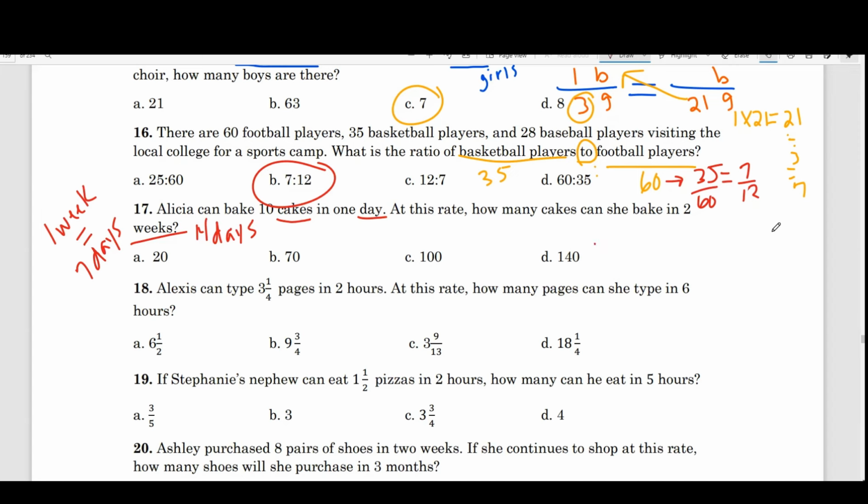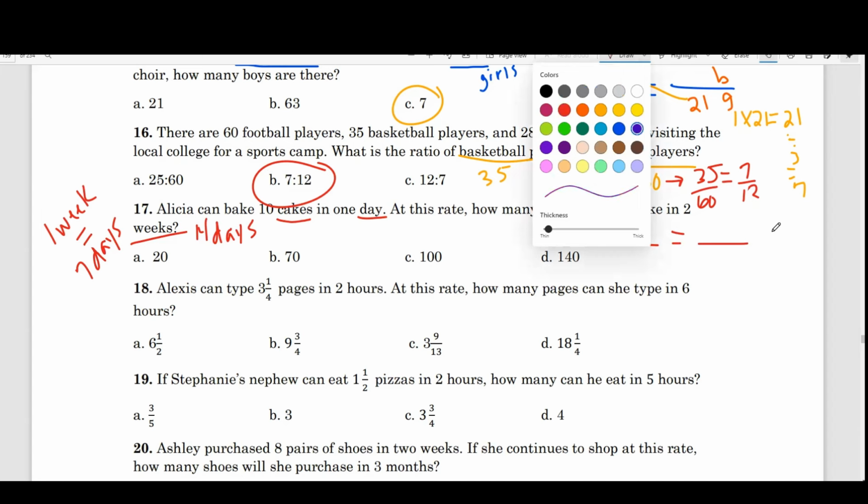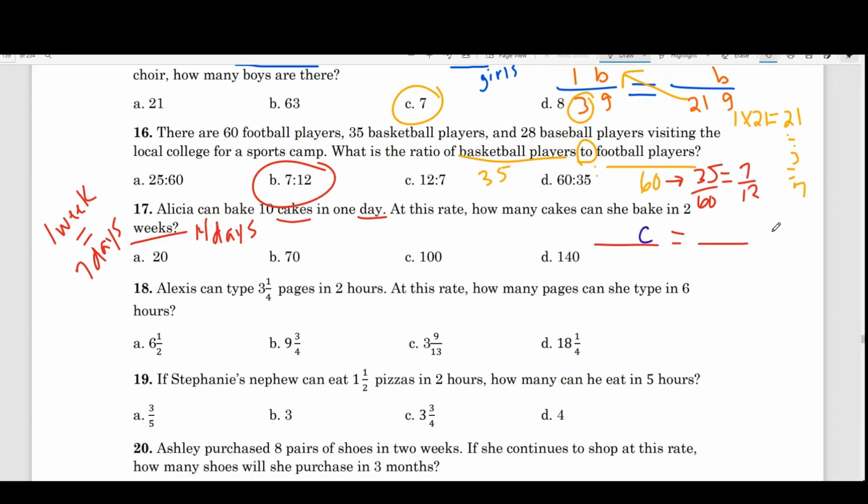All right, and then now we're ready to do some math. I'm going to say C for cake and D for days. 10 cakes in 1 day, and then 14 days. Cross multiply where you have 2 values. So 10 times 14 is 140. And then we always divide by the value that's left over. So 140 divided by 1, which is just 140. Which would be D.